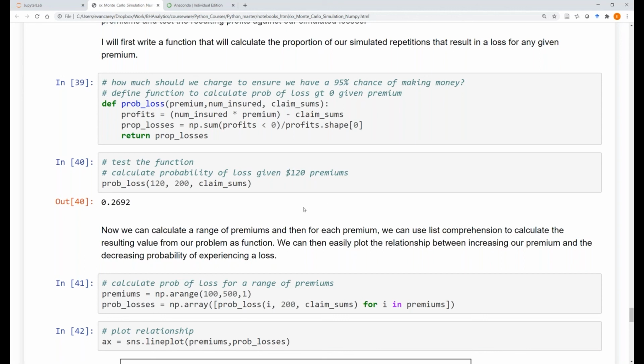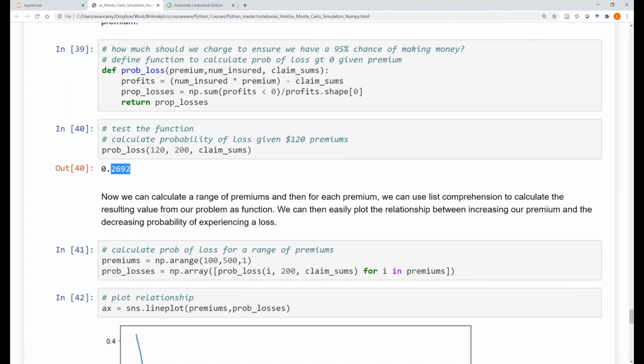All right, so we've got this function to calculate the probability of a loss occurring. I'm going to test it now. If we charge $120 and there's 200 people, and here's my posterior, what's my probability of a loss? Well, it's going to be 26% of the time.